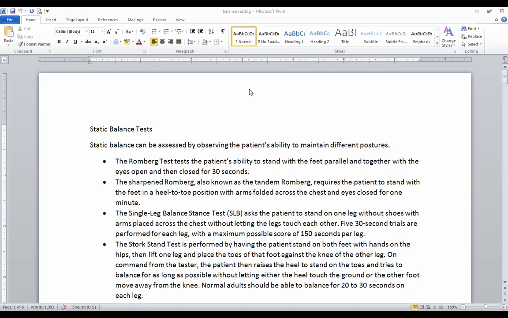Along with standing balance, we have something called Romberg's test. This Romberg's test is the ability to stand with the feet parallel and together with each other. Let me just show you with a video. Okay, are you able to see the video? This is Romberg's test.